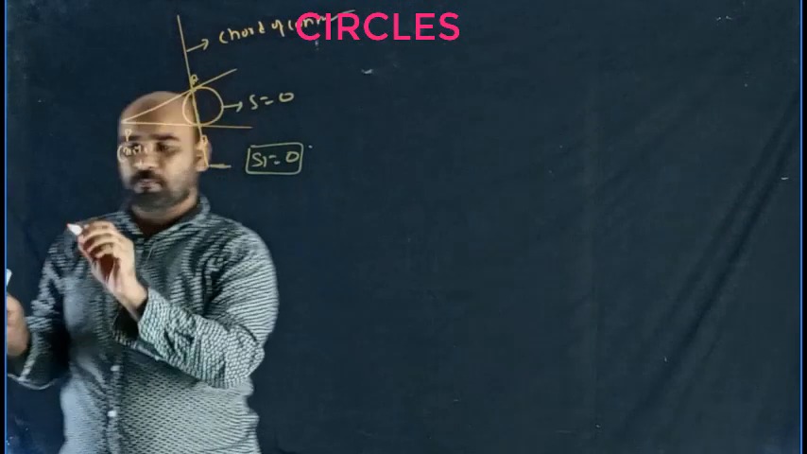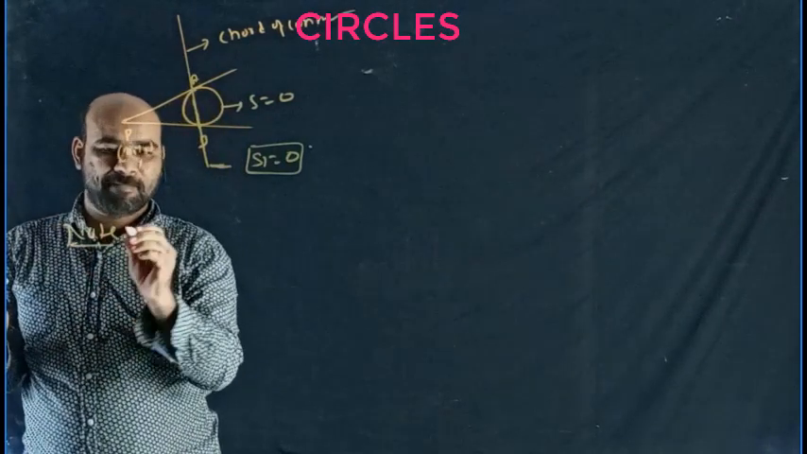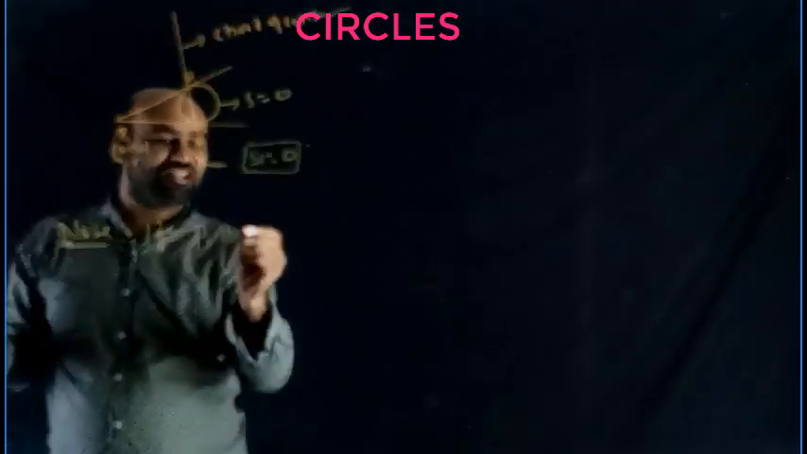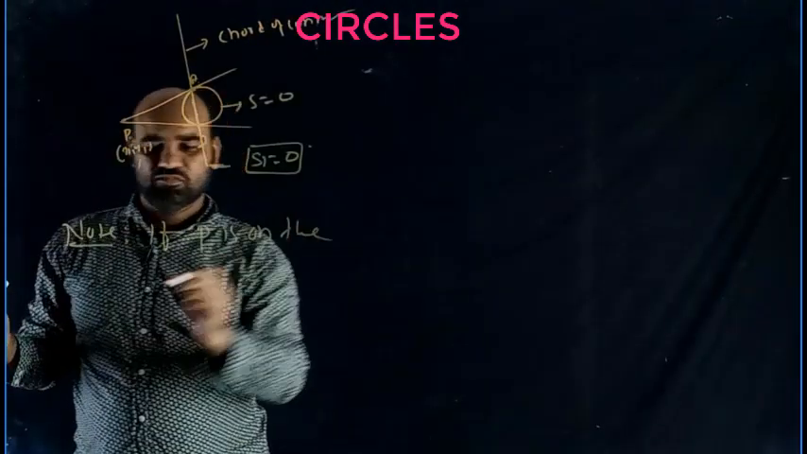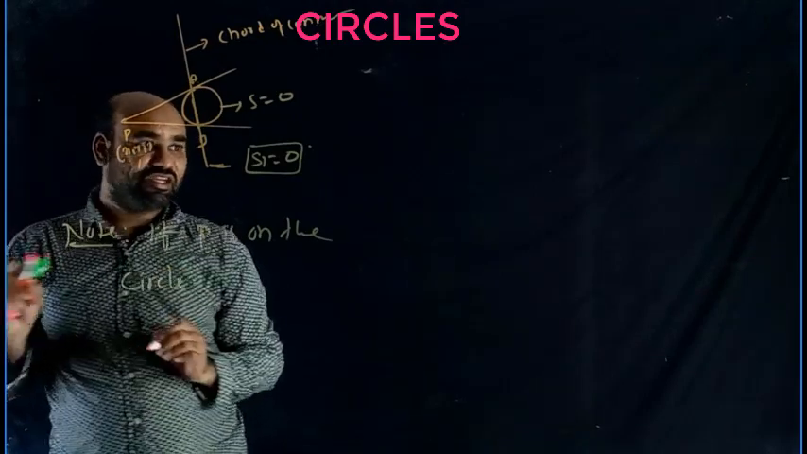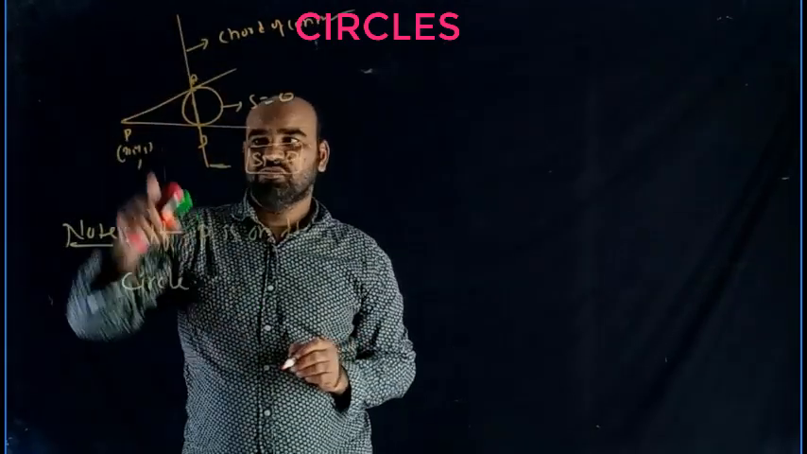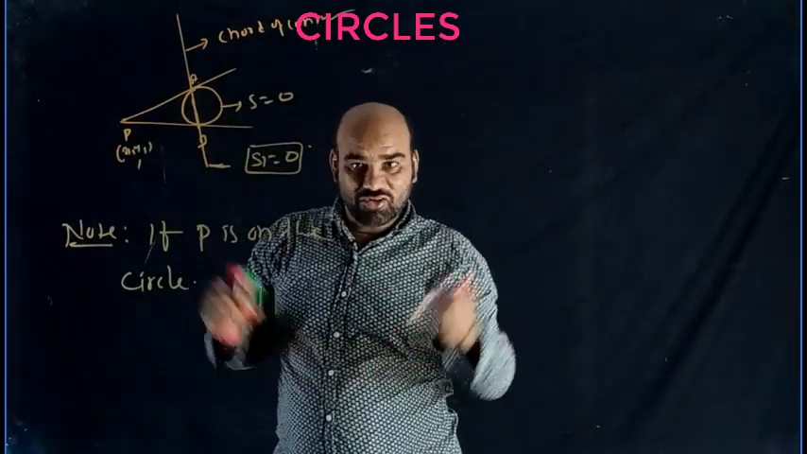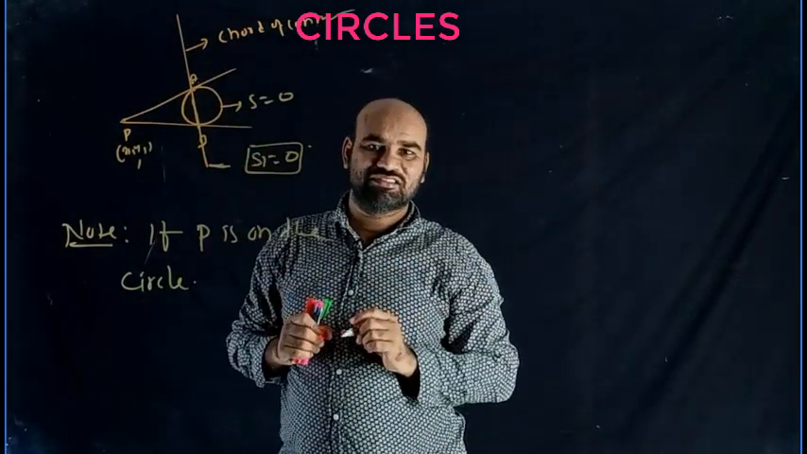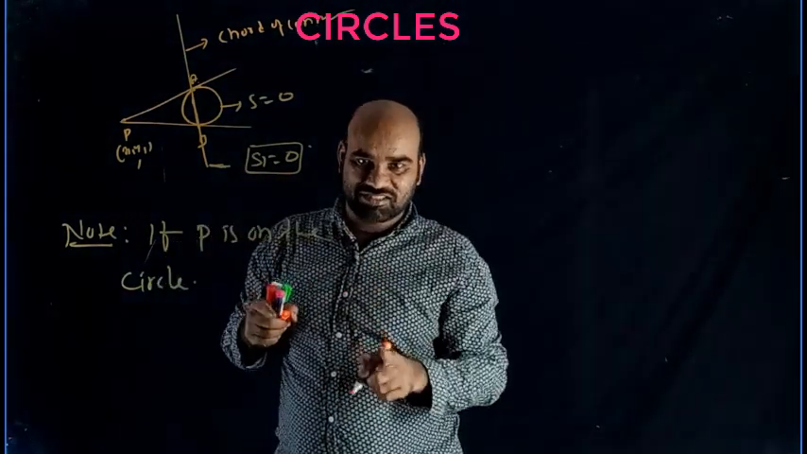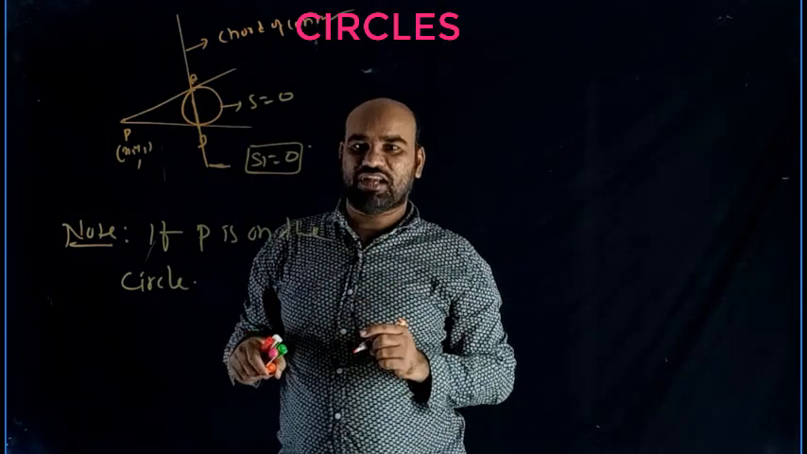Note, if P is on the circle, there is an interesting situation. If P is exterior, you can draw two tangents. If P is on the circle, you can draw only one tangent. That only is taken as the chord of contact. Through P on the circle you can draw a unique tangent, and that tangent only is taken as the chord of contact.